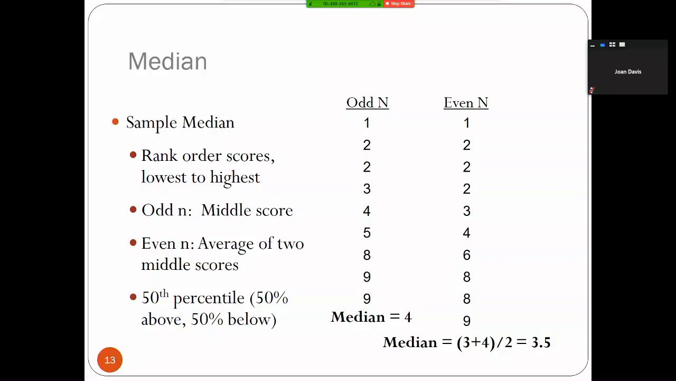Then we have the median, which is the midpoint of the scale. So if we rank order the scales, we can identify 4 data points above 4 and 4 data points below 4. The median for that scale is simply the midpoint. If we have an even number of subjects or data points, we take the average between the 2 middle scores.